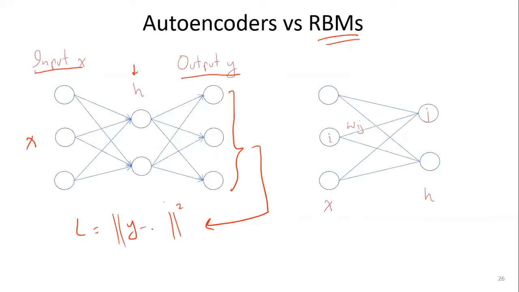We compared with X, right? Why? Because we're trying to reproduce the output. We're trying to make the output as close as possible to the input Y, but using a small enough bottleneck over here so that we learn important features. Now, the way RBMs are different from autoencoders is that it doesn't have the output being given over here.